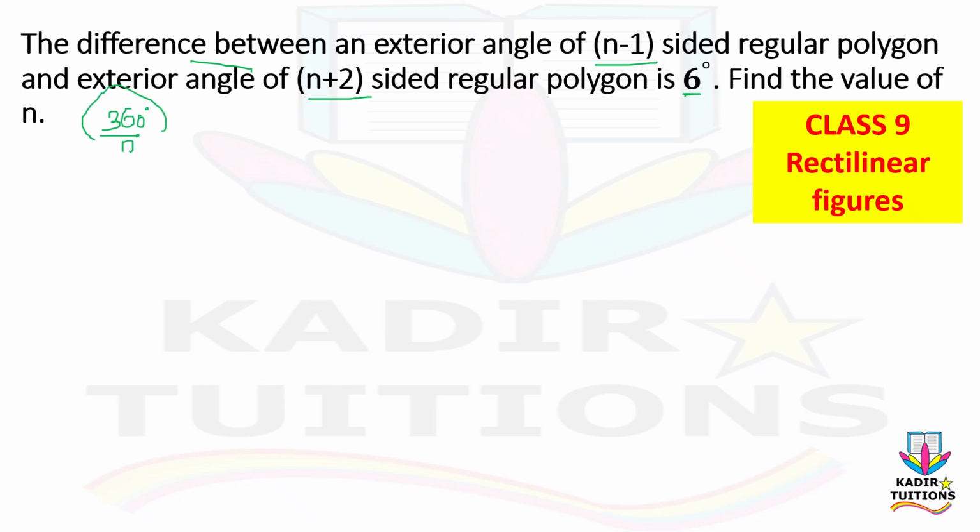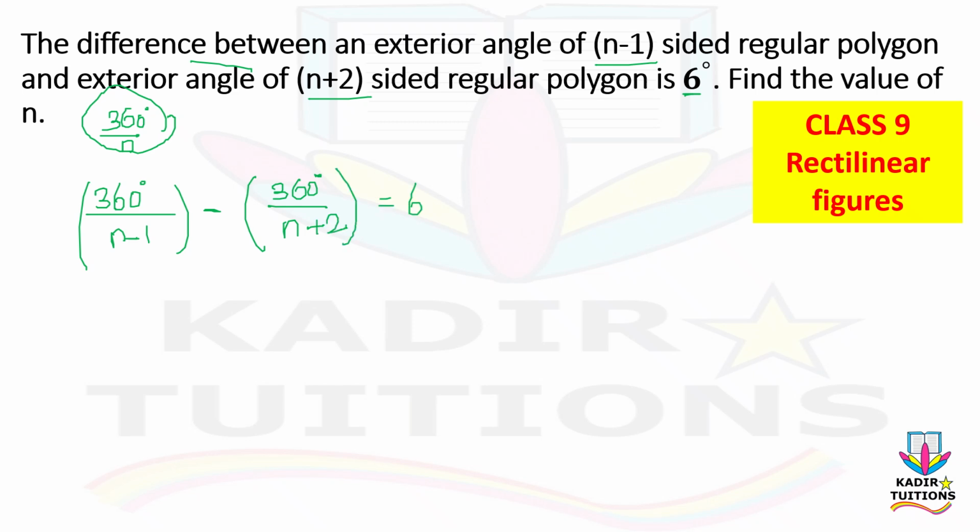It's a general formula. But over here they are talking about the difference between two exterior angles. So the first exterior angle is for an n-1 sided polygon. So what about the exterior angle over here? It is 360 divided by n-1. Since they are talking about the difference, we are going to apply the subtraction operation between the two exterior angles. And the other exterior angle is for an n+2 sided polygon. So 360 divided by n+2. So the difference is equal to 6.